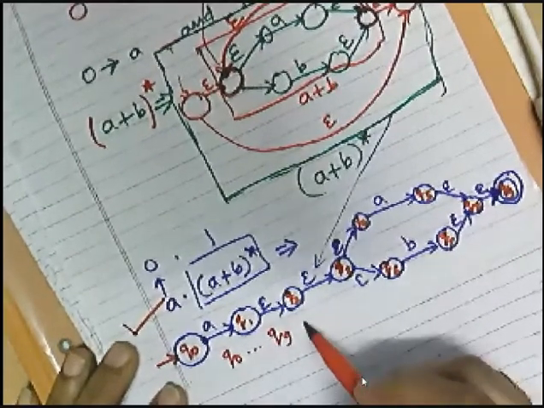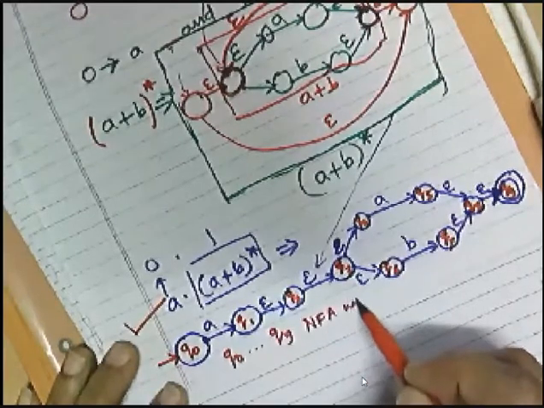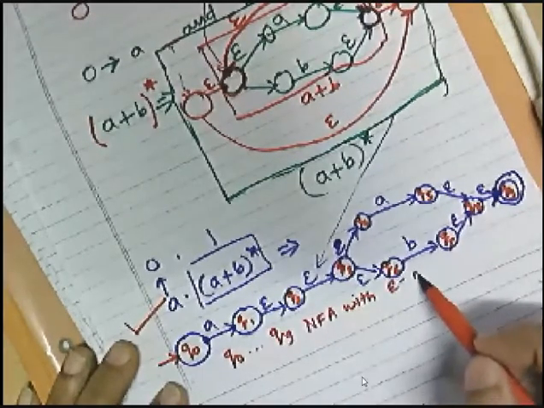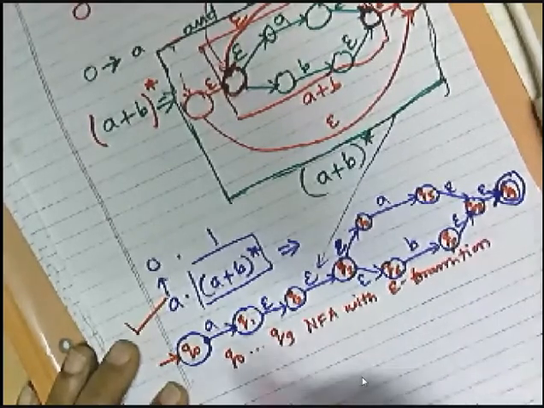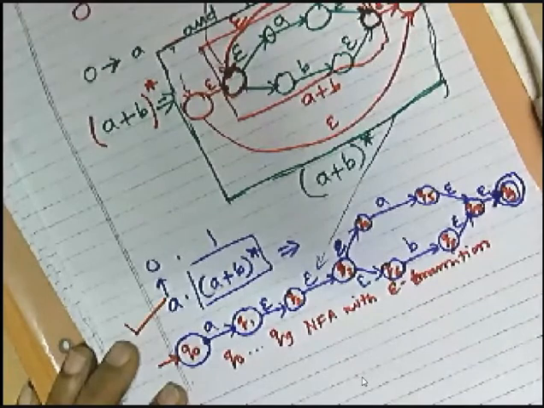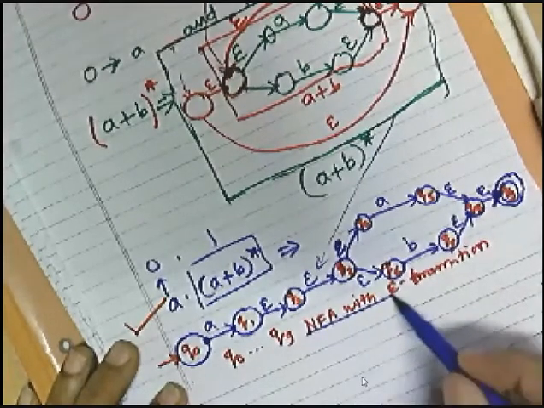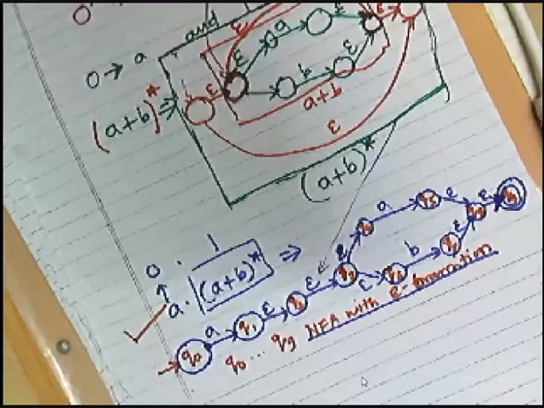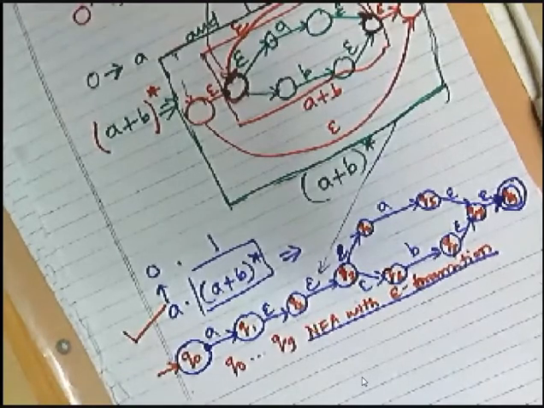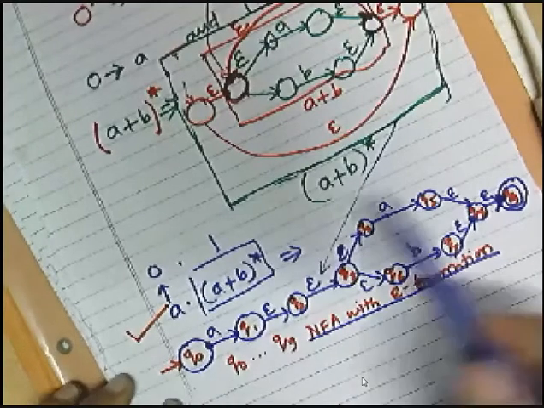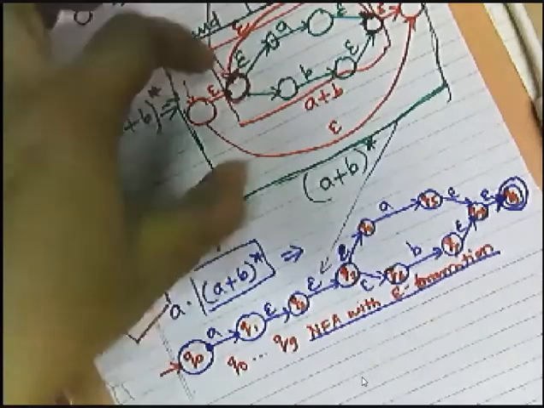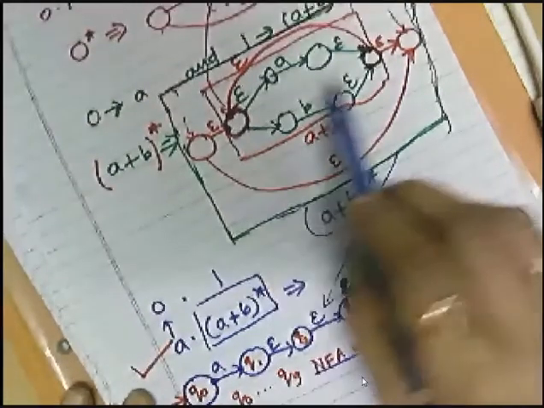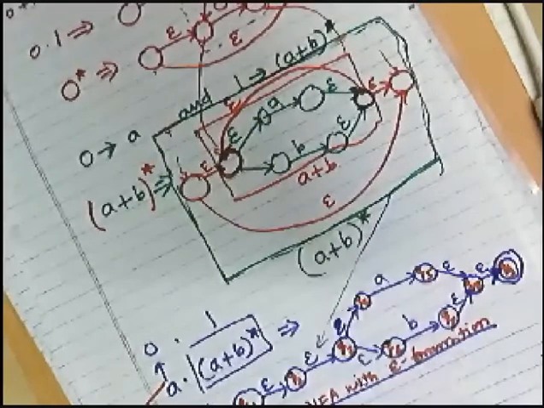So this is the NFA with epsilon transition for the given regular expression. I hope this is clear to you. Okay, so if in a paper you have been asked to draw this, you have to draw this particular diagram. Don't get confused, and that's why it is necessary that you use these things properly.